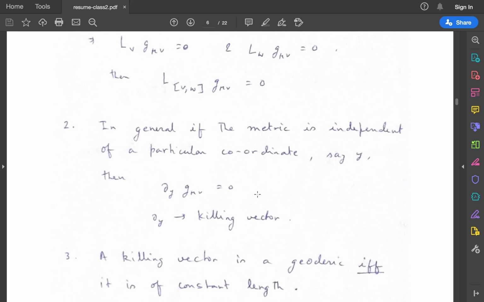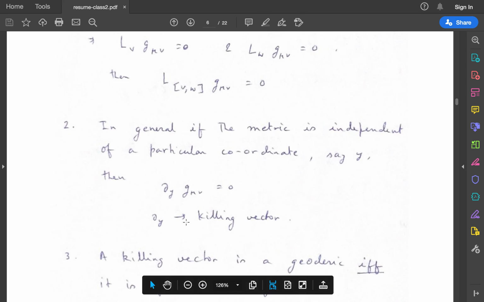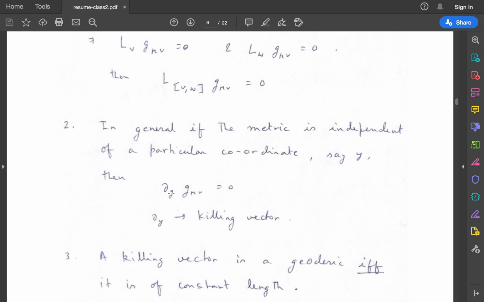In general, if the metric is independent of a particular coordinate, say y, then we can always have del y g_mu nu equal to 0, and then del y is a Killing vector. This is the form that I was talking about for the Birkhoff theorem, when we were talking about Schwarzschild spherically symmetric solutions, right? We found that del t was the Killing vector for that case, for the Schwarzschild solution.